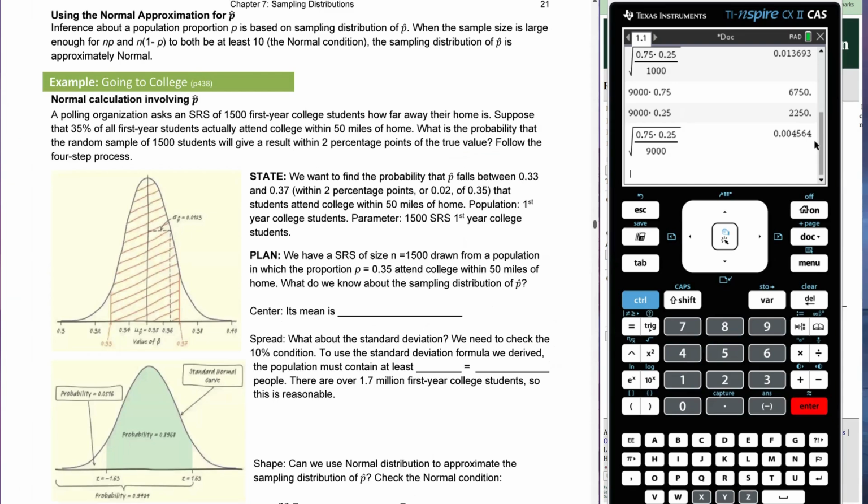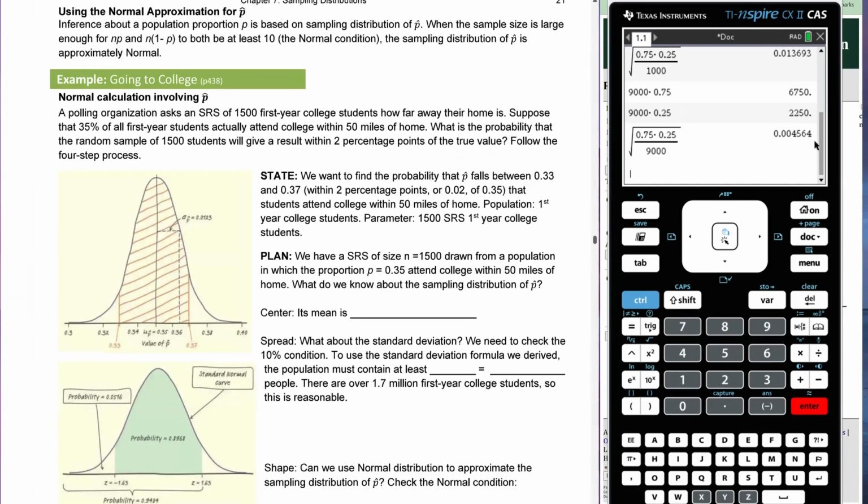All right. Now, what can we do with all this information? Well, now that we know the mean, the standard deviation, and the shape of many of these sampling distributions of p-hats, we can use them to do normal probability calculations. So, for example, a polling organization asks a simple random sample of 1,500 first-year college students how far away their home is. Suppose that 35% of all first-year students actually attend college within 50 miles of home. What is the probability that a random sample of 1,500 students will give a result within 2 percentage points of the true value? Follow the four-step process.